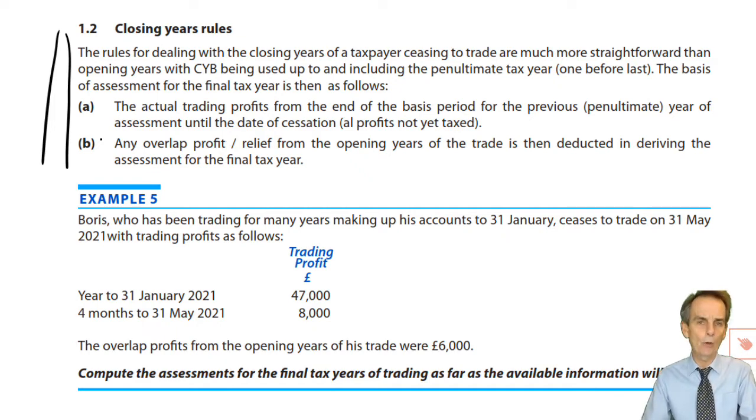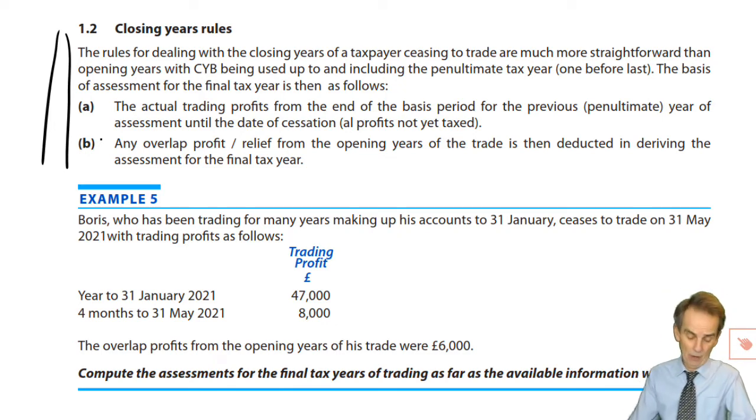What is it from opening years that will now impact on the assessment for that final tax year? And hopefully you remember that, depending on what accounting date you chose anyway, there is probably going to be an overlap profit that arose in those opening years. And what did we say we would do with it? We'd credit it back, we'd deduct it in deriving the assessment for the final tax year. So there therefore are three steps.